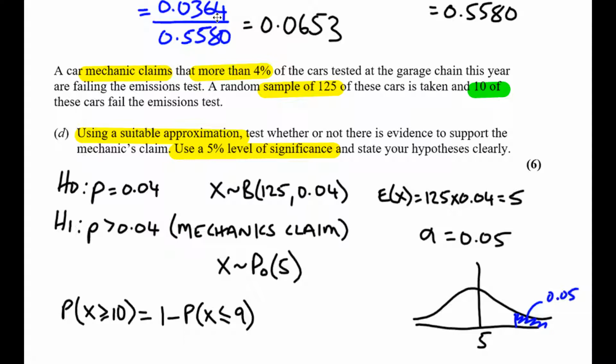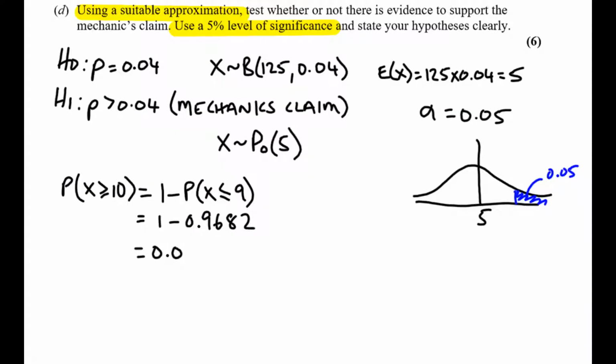Our tables are not set up for greater than probabilities, so straight away I need to do a 1 minus. 1 minus the probability that X is less than or equal to 9. 1 minus 0.9682, and that's going to be 0.0318. Okay, how does that compare to the significance level?